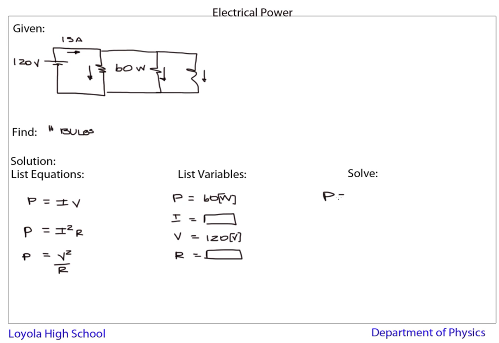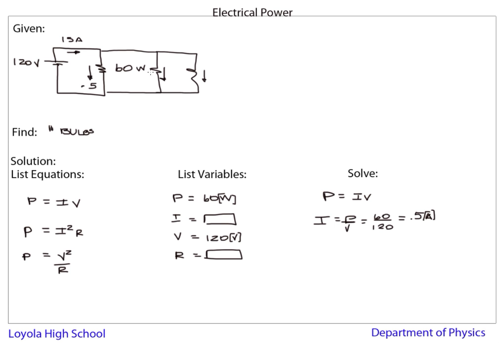So my strategy is to find the current. P equals IV, I'll use the first equation. Since I know the power and the voltage, I can solve for I, and I would be equal to P divided by V, which is equal to 60 watts divided by 120 volts. So I get a current of 0.5 amps. So 0.5 amps flows through this one branch right there.